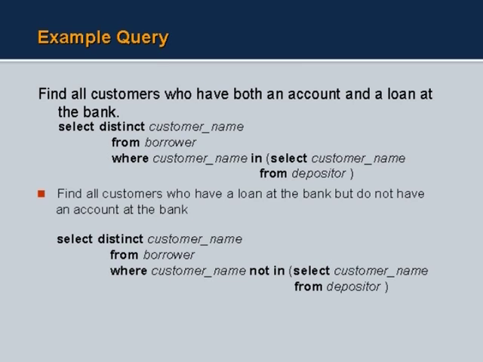Okay. So the next query is find all customers who have a loan but do not have an account. How do you check for do not have an account? Not in. Okay, so here is from borrower you get customer names, those are the people who have a loan, where customer name not in, select customer name from depositor.